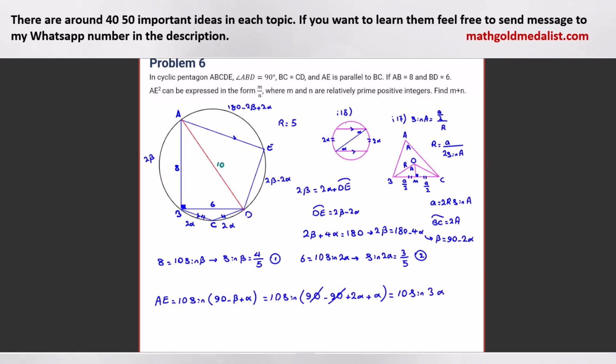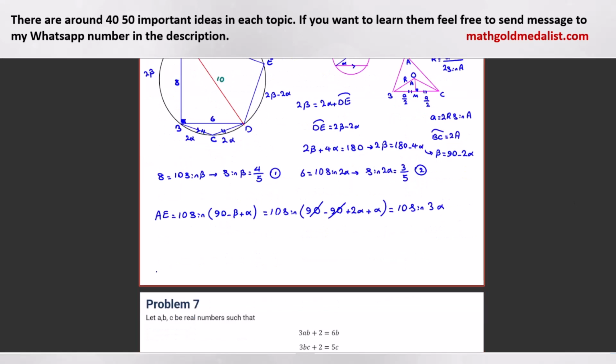I told you until idea 18, idea 19. Idea 19 is what? Sine of alpha plus beta. There are around 10 formulas in trigonometry.